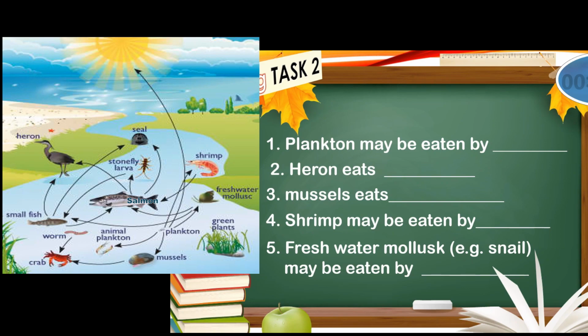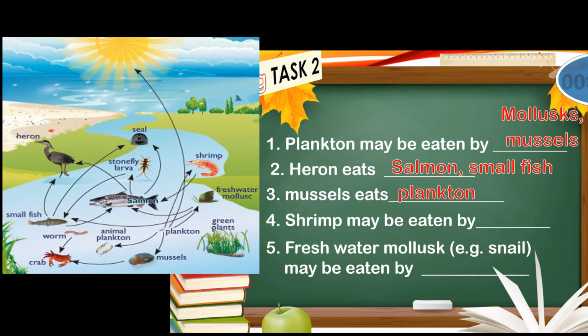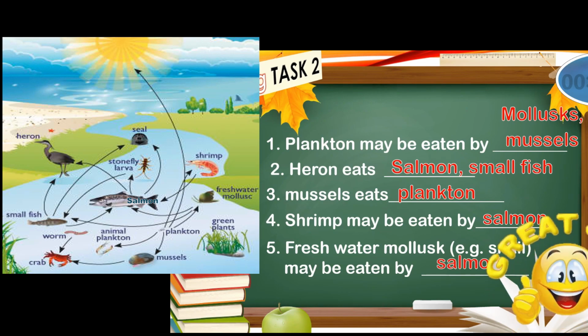Plankton may be eaten by mollusks and mussels. Heron eats... Good. It's salmon and small fish. Mussels eat plankton. Shrimp may be eaten by... Good. It's salmon. Freshwater mollusk may be eaten by salmon.